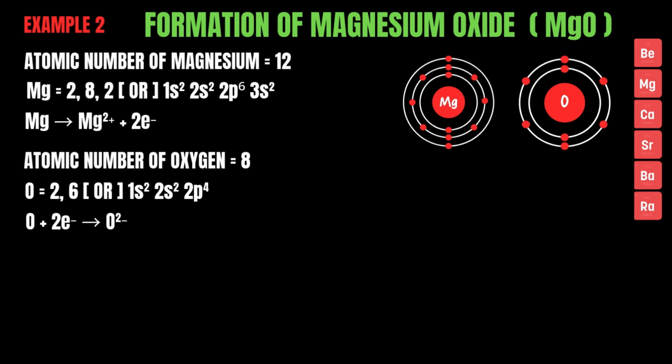When oxygen gains 2 electrons, a negative charge of -2 appears on oxygen. Again, this happens because oxygen gained 2 negatively charged electrons. We need to write it as oxygen with -2 charge. This is called oxide ion.